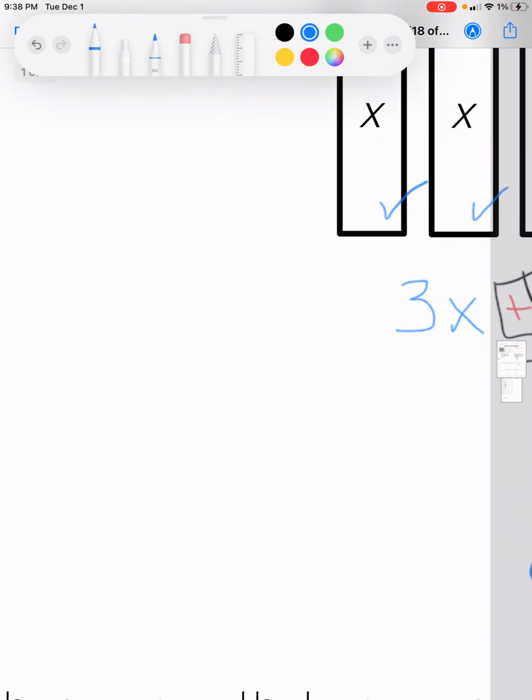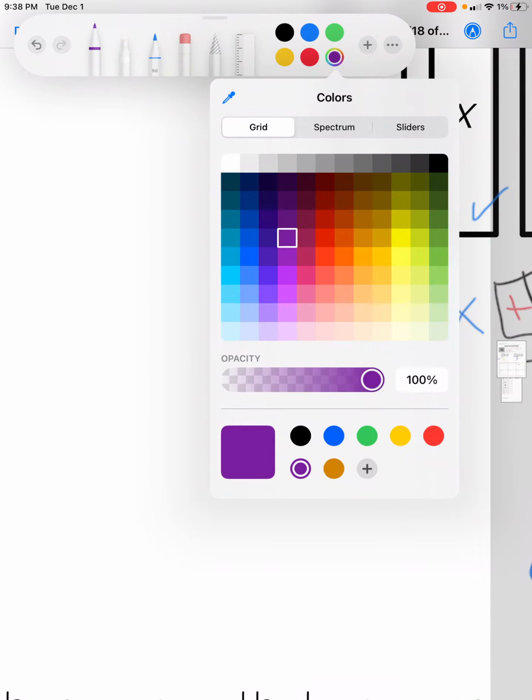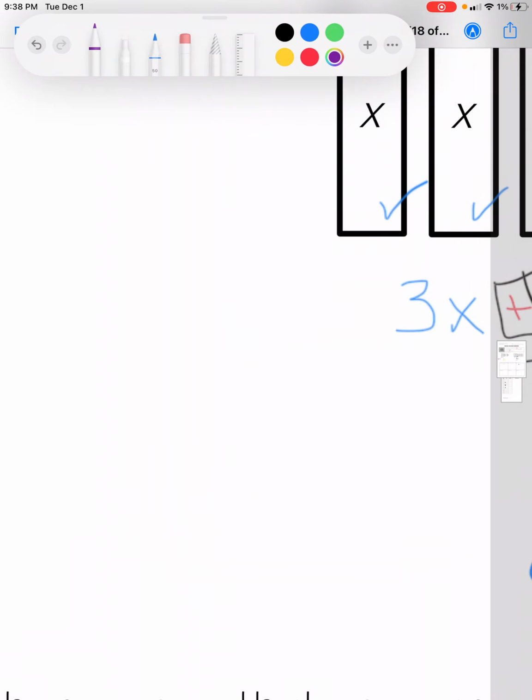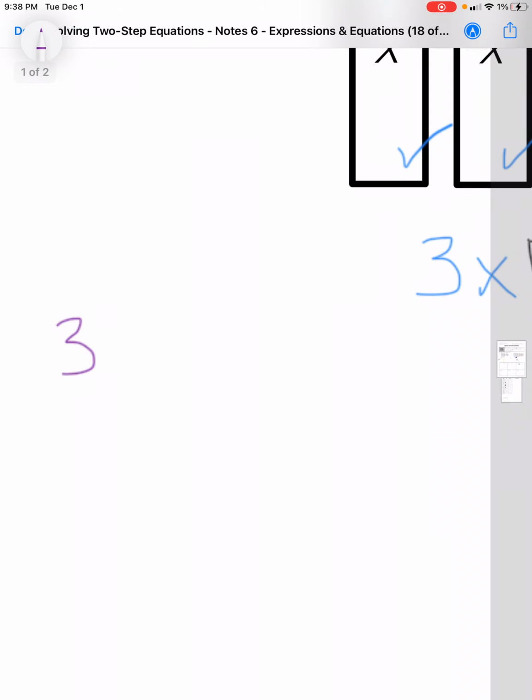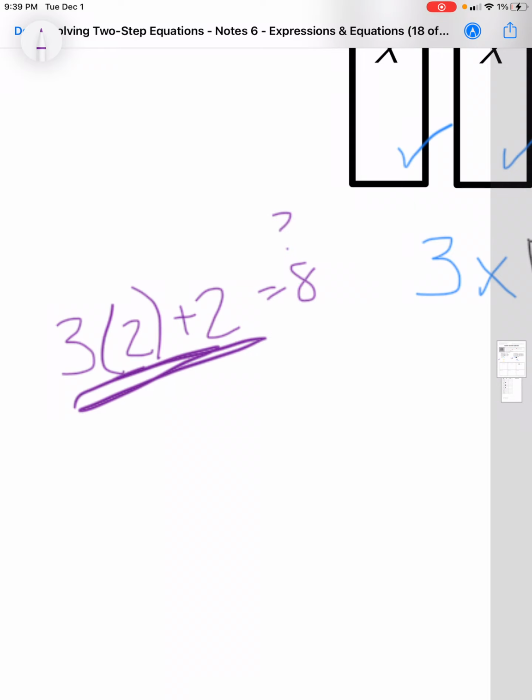So once again, I'm going to do this in purple. Yes, you need to write this down. Okay, so it's going to be 3. I'm going to put 2 where the x was, plus 2. Does that equal 8 when you work it out? Does that equal 8 when you enter it on your calculator? If it does, then you got the correct answer, which we did. Okay.